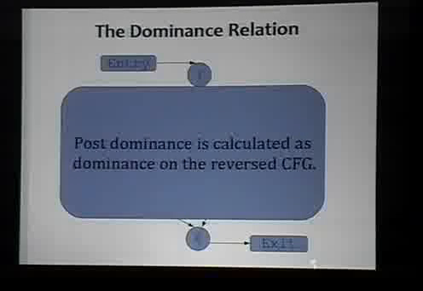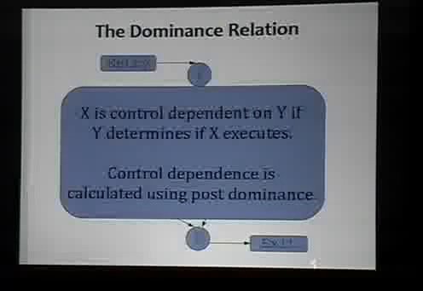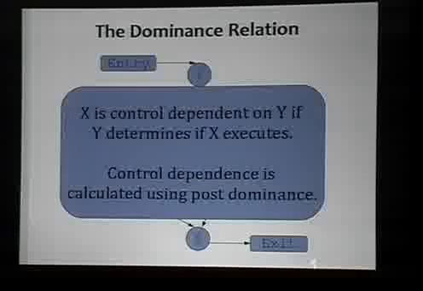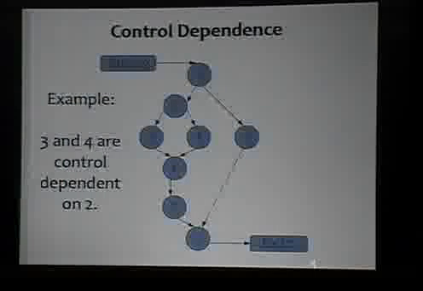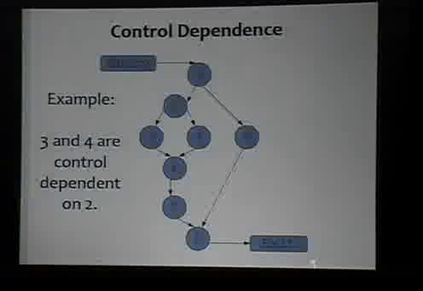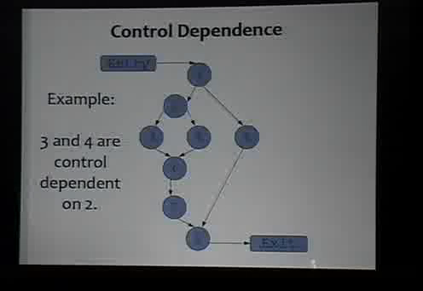Post dominance is calculated, like I said, as the dominance on the reverse control flow graph. And then control dependence is calculated based on that. X is control dependent on Y if Y determines if X executes. It's pretty simple though, right? So anything in the middle of this graph, 3 and 4, are control dependent on 2. 2 is the branch that you take that determines whether or not 3 or 4 execute. It's just the one right above on the tree, the nearest branch point.